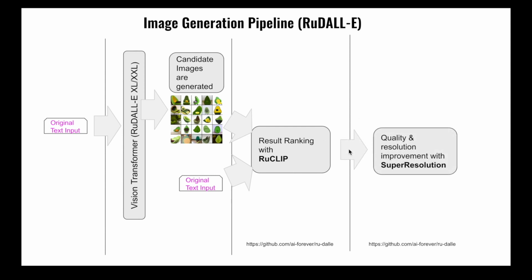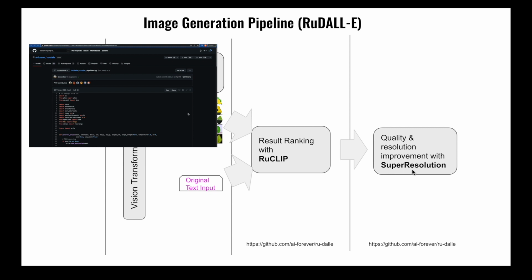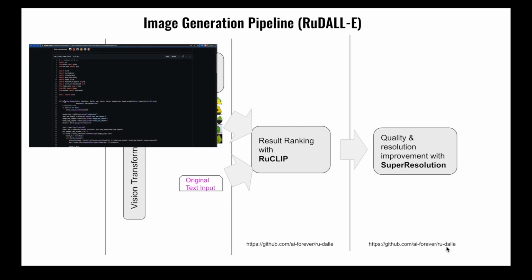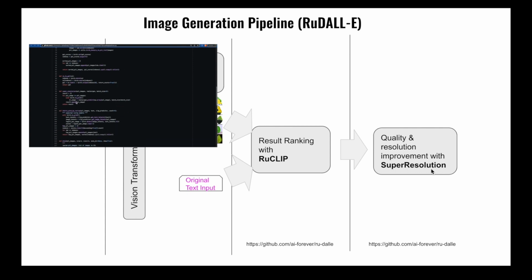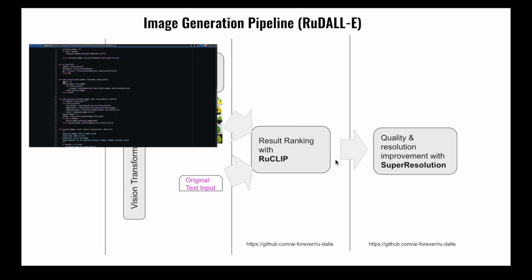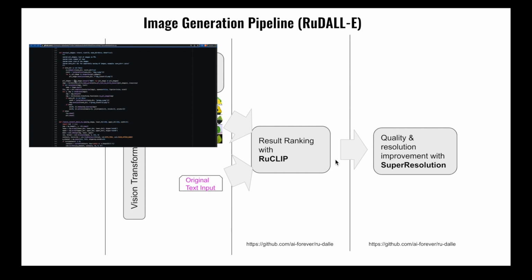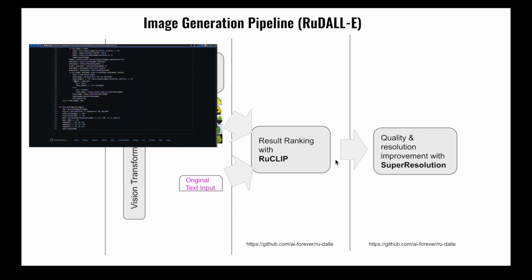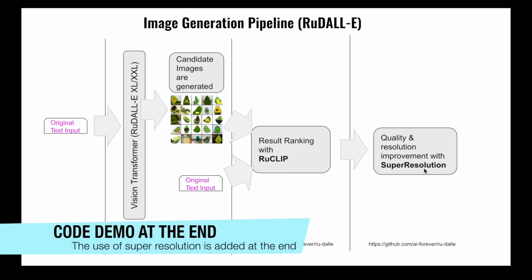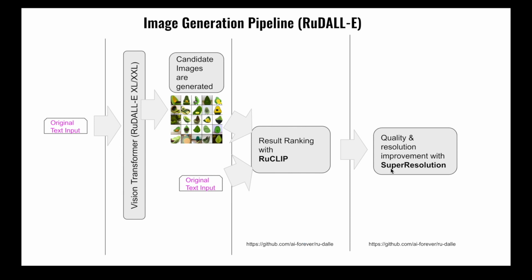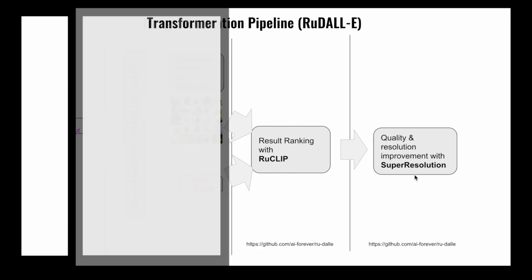This image collection can be used by the super resolution component, which is also part of ruDALL-E, and using the super resolution, the selected images can be improved for higher resolution. In our GitHub examples, we are going to use the super resolution API and improve our result set. So you will be seeing an example of this.